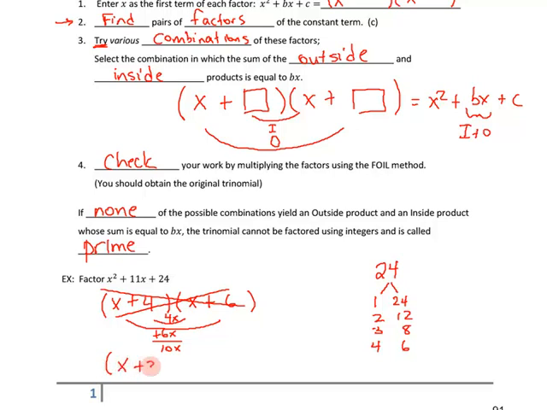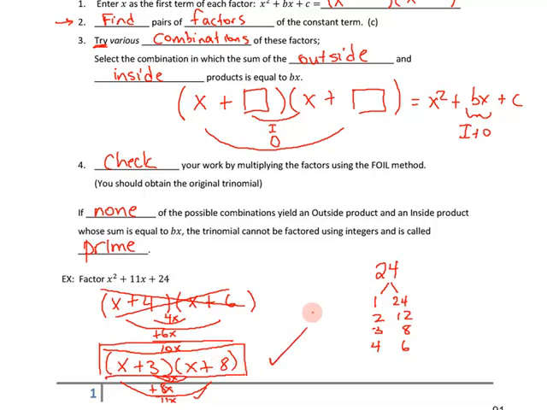x plus 3 and x plus 8. The outside gives me 8x, the inside gives me 3x. They add together to give me 11x, which checks out, which means that is my factored answer. Right? The final answer is x plus 3 times x plus 8. And if you multiply that out, you'll see that that checks. And that is how we factor a trinomial of this form.